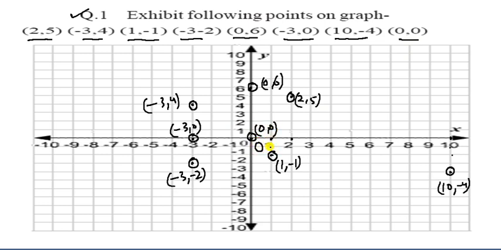Now come to the 0, 0. It is the origin. So that point is here and it is said to be O, and it is 0, 0. It is point O and that is called the origin. This point is always, remember, called the origin.